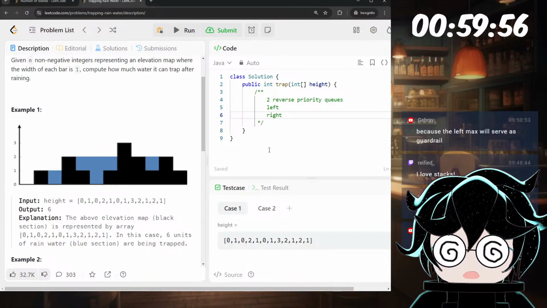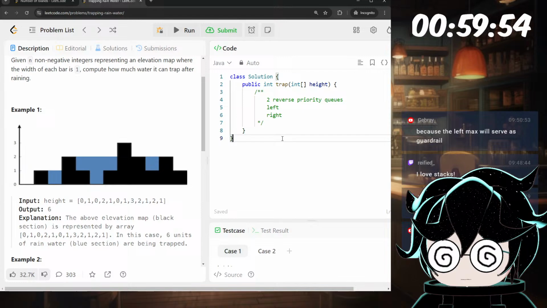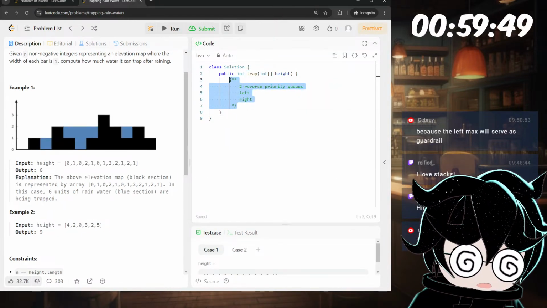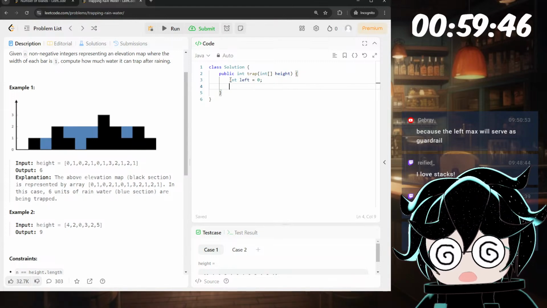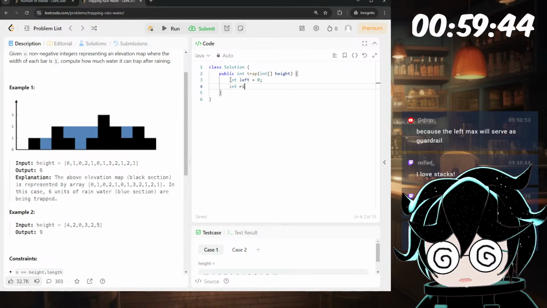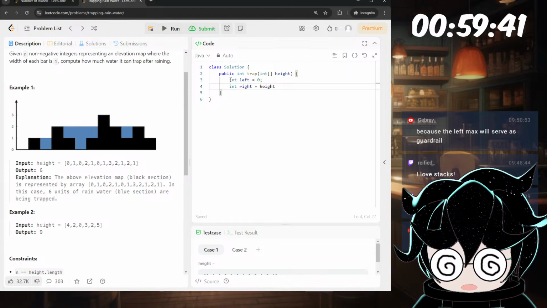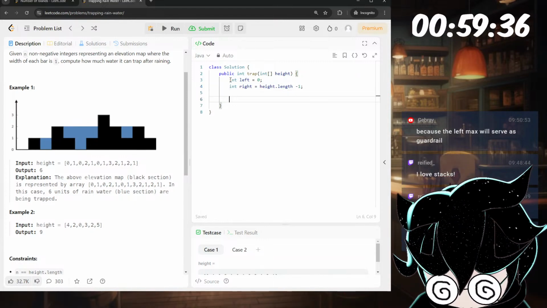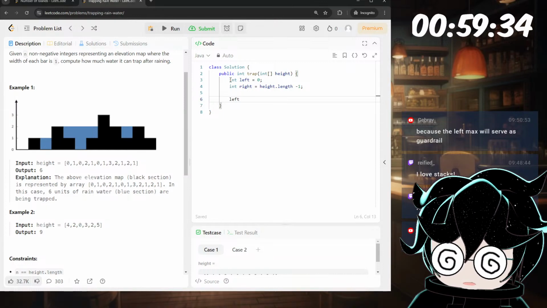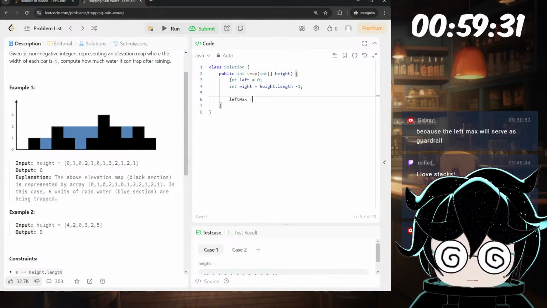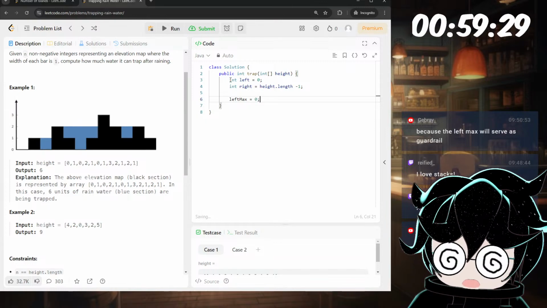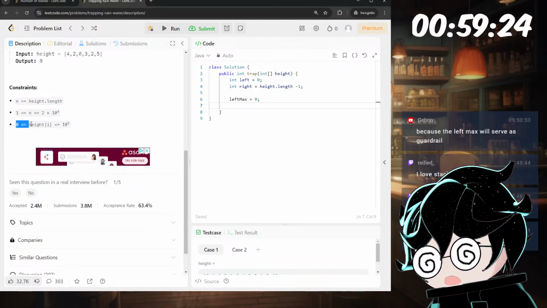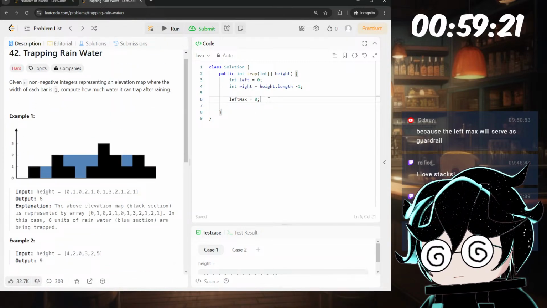Okay, back to my own account here. So 2 pointers: int left is equal to 0, int right is equal to height dot length minus 1, left max so far, this is just so far, is equal to 0. All the heights are 0 or above, so this is reasonable.